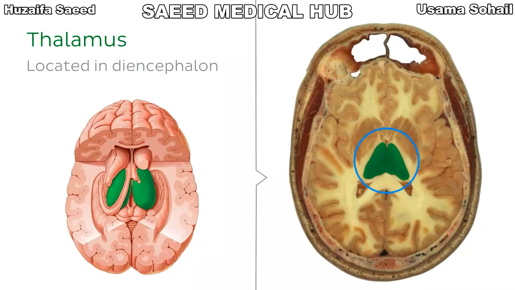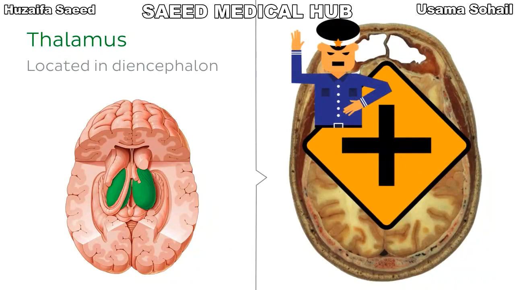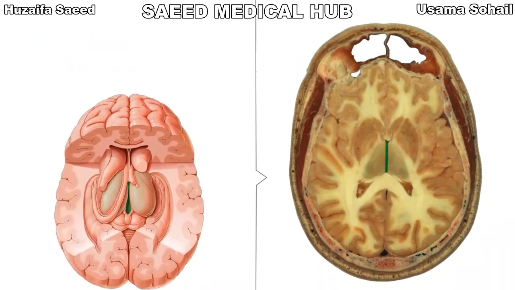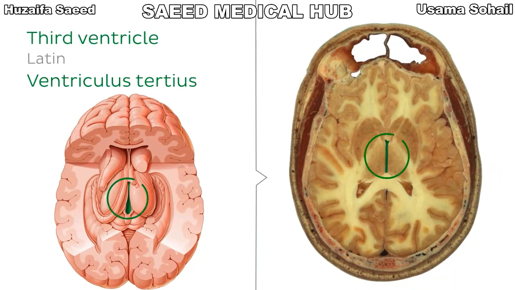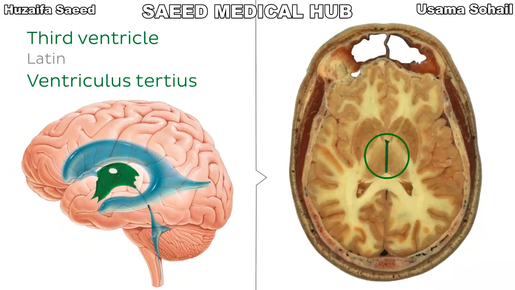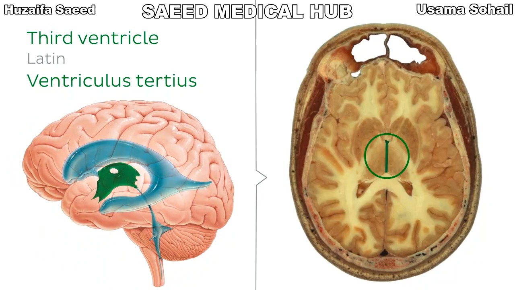Those of you who have already studied the thalamus, this central position of the thalamus is critical to its role as the information traffic cop at this busy crossroads of the brain. Between the two thalami, we find a small hollow structure which is known as the third ventricle. The third ventricle is part of what is known as the ventricular system, which produces cerebrospinal fluid that suspends the brain within the skull.